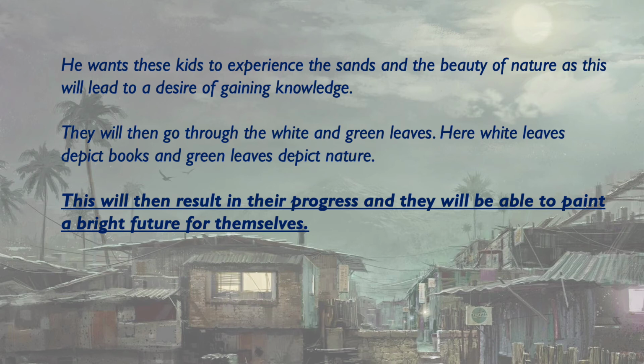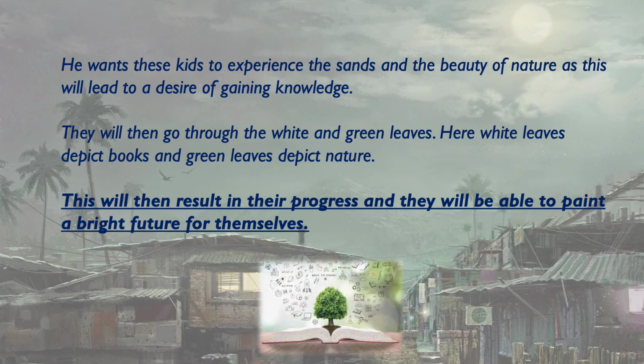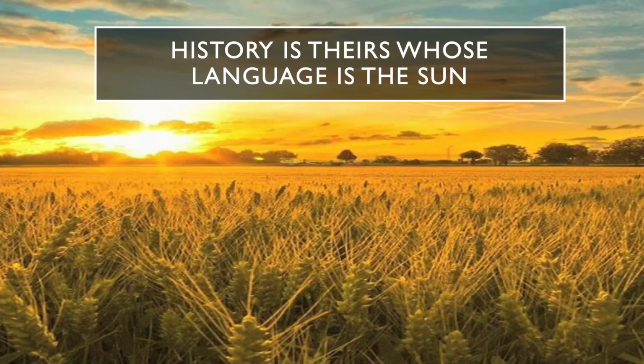They will then go through the white and green leaves. Here white leaves depict books and green leaves depict nature. This will then result in their progress and they will be able to paint a bright future for themselves. History is there whose language is the sun.